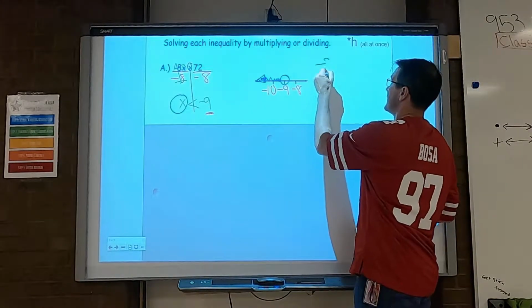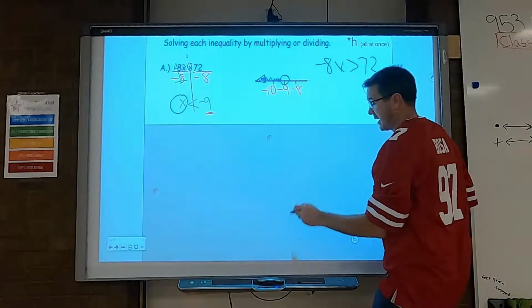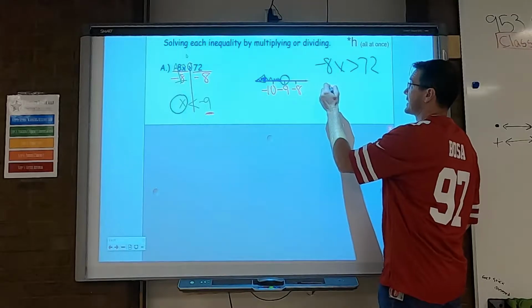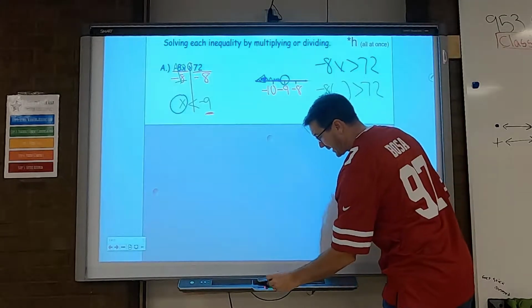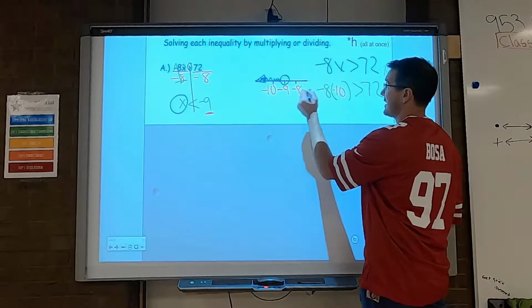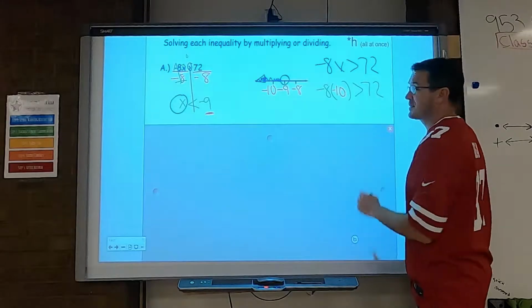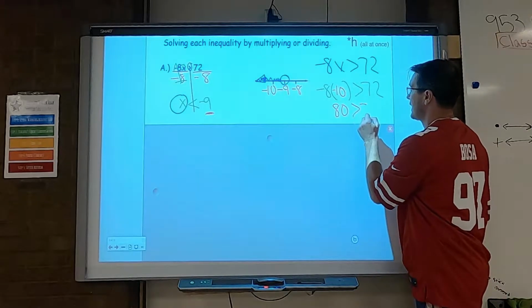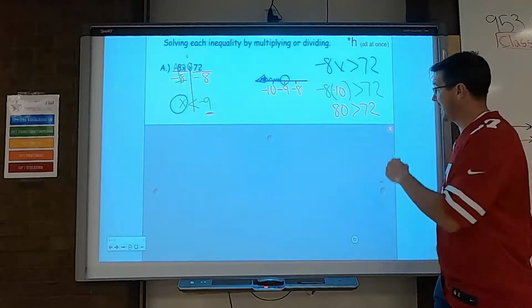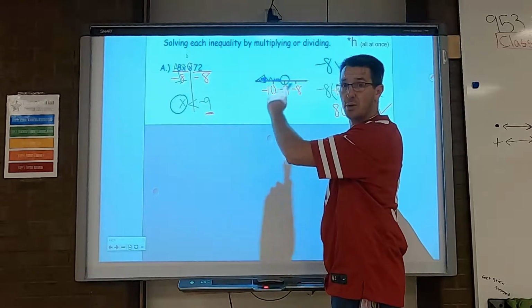Our original problem was -8x is greater than 72. If I pick a possible answer for x, say I pick -10, because that is less than -9. -8 times -10 becomes +80. Is 80 bigger than 72? And the answer is check, that works. So by flipping the sign, I made this a true statement.